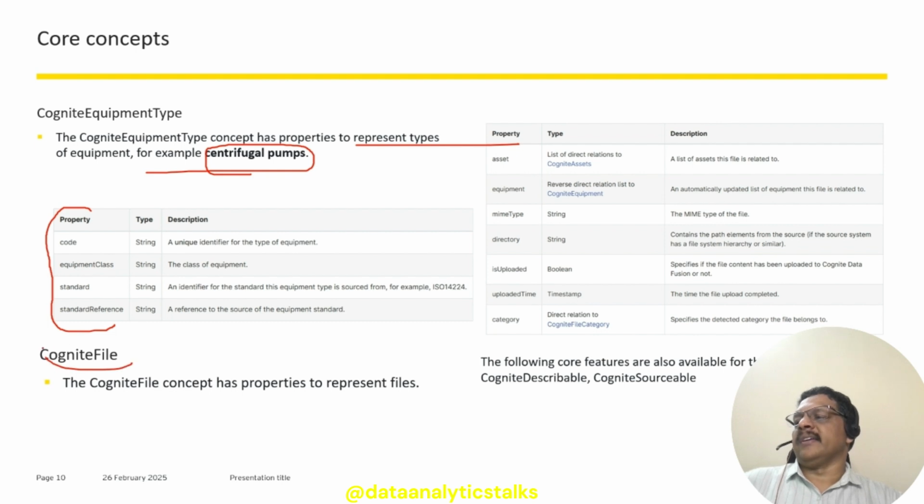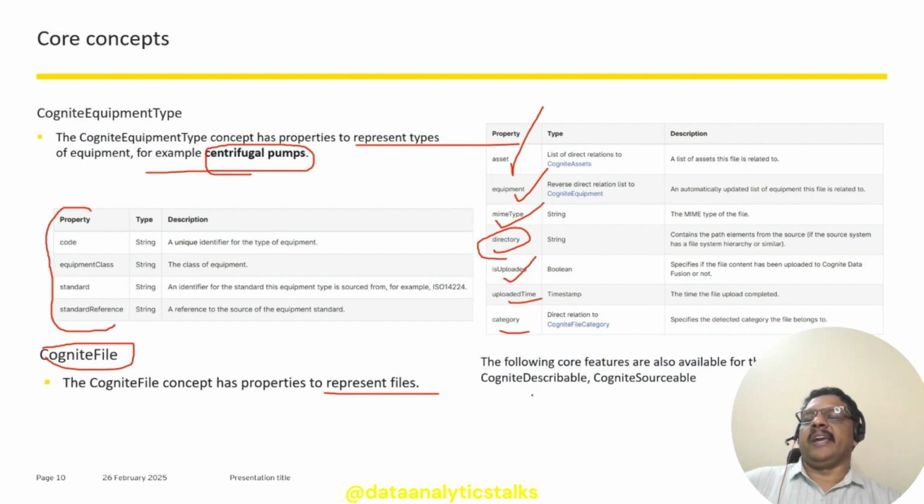Cognite file is another data model. It is representing the files. Of course, it is related to an asset. It is related to an equipment. It has a MIME type. It has a directory where it is lying. It has uploaded status, uploaded time, and category. And this again implements the Cognite describable.